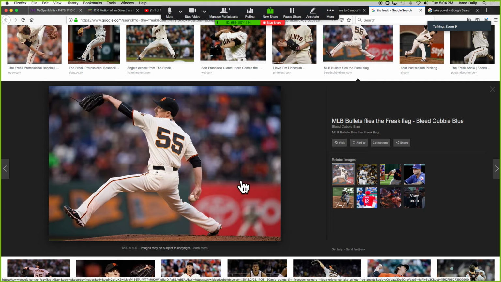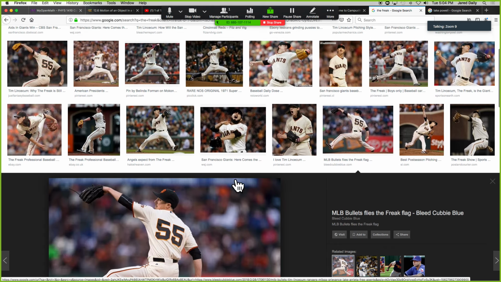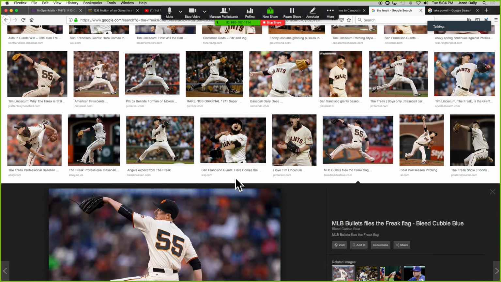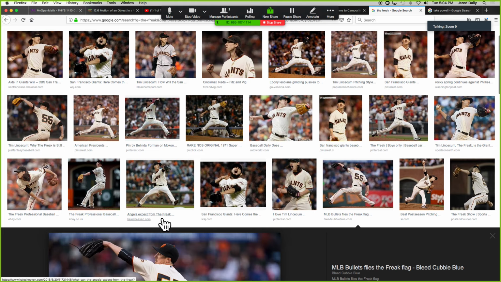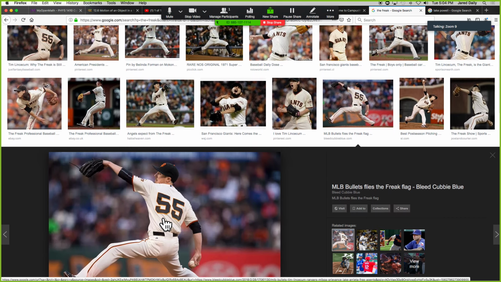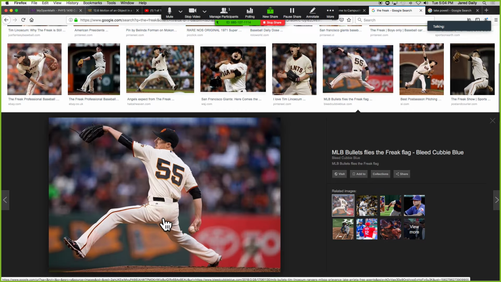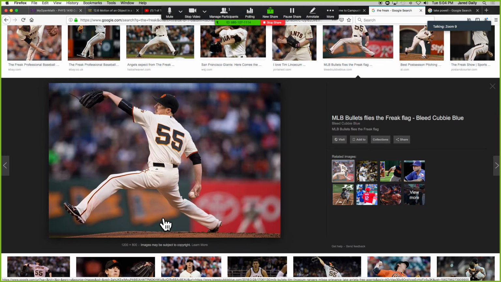So this guy, what is his name? I can't remember all of a sudden. Tim Lincecum. Tim Lincecum won the Cy Young Award 2 years in a row, I think. And he's like 5'8", 5'9". He weighs like 140 pounds, 138 pounds or something like that. And he's like a totally geeky, nerdy kind of guy.